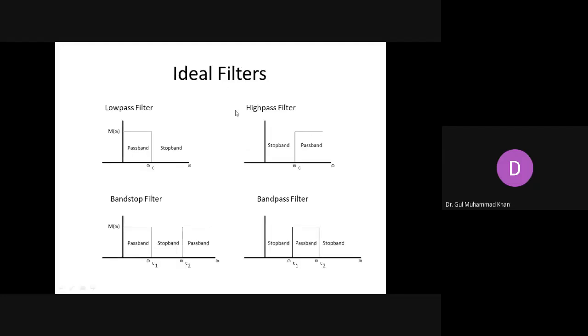So just for revision, this is how a low pass filter looks, this is how a high pass filter looks, and this is how a band stop filter looks. It stops a specific band: it allows the band beyond a certain frequency and below a certain frequency. And band pass, on the other hand, allows only a specific band and stops everything around it.